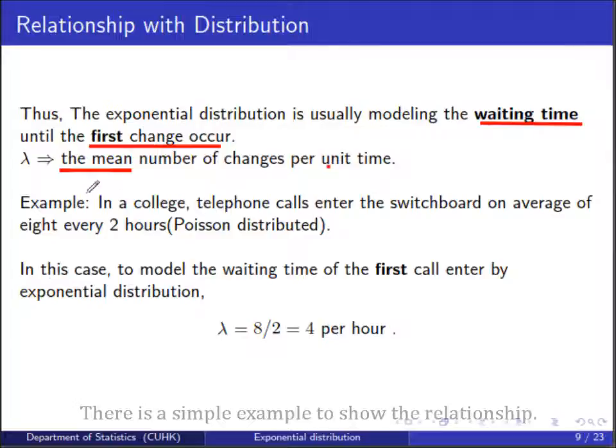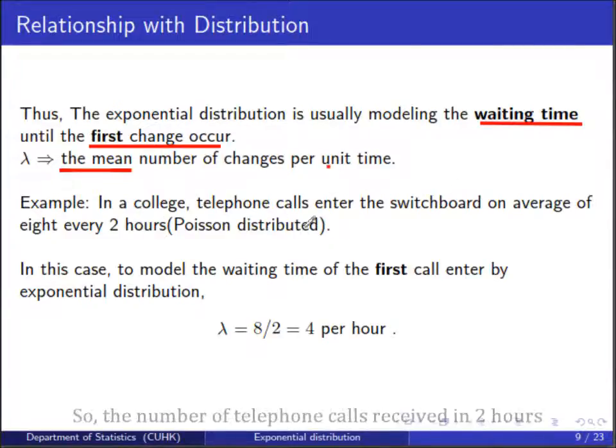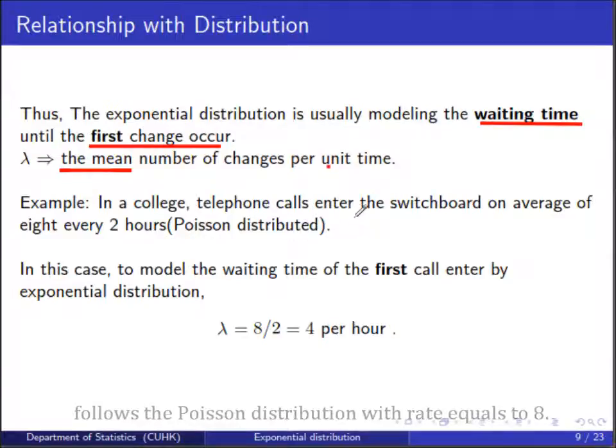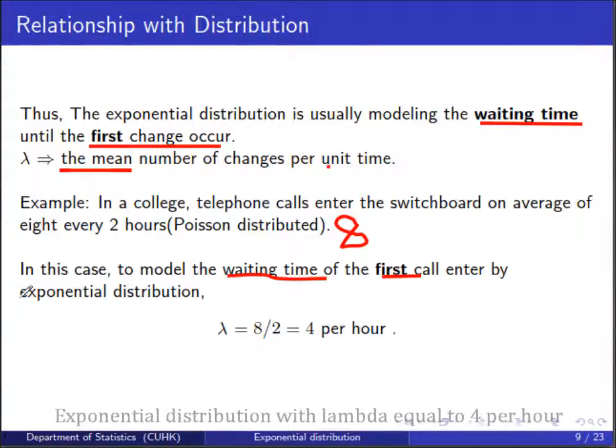There is a simple example to show the relationship. In a college, telephone calls enter the switchboard on average 8 in 2 hours. So, the number of telephone calls received in 2 hours follows the Poisson distribution with rate equal to 8. But the waiting time of the first call follows exponential distribution with lambda equal to 4 per hour.